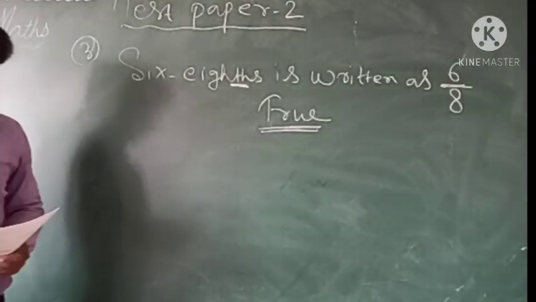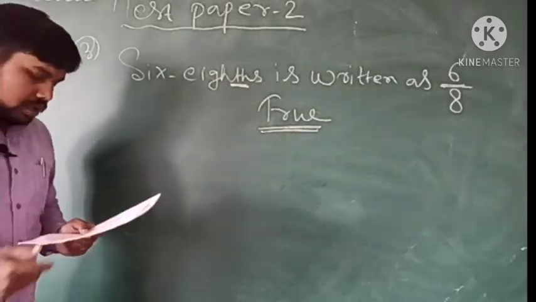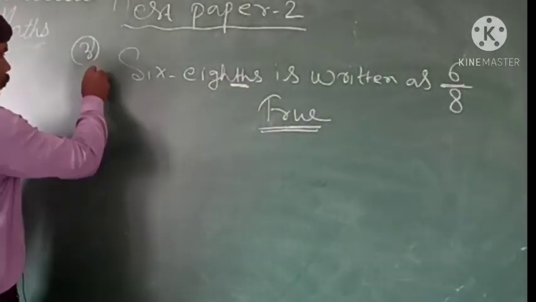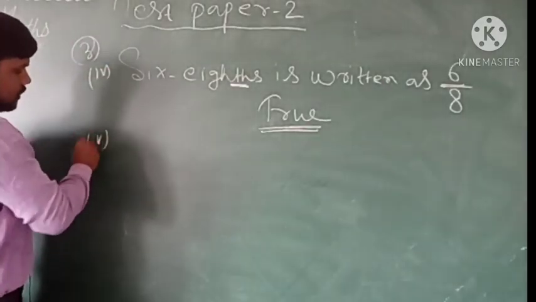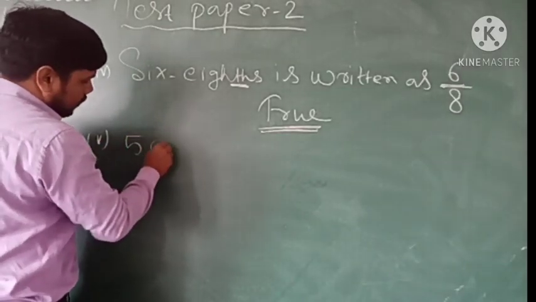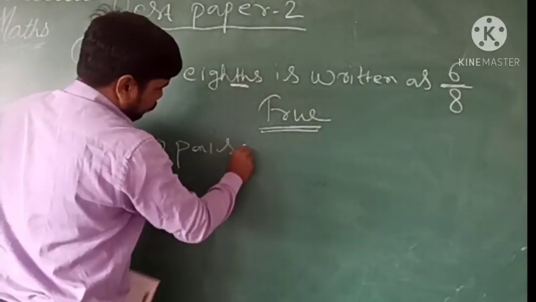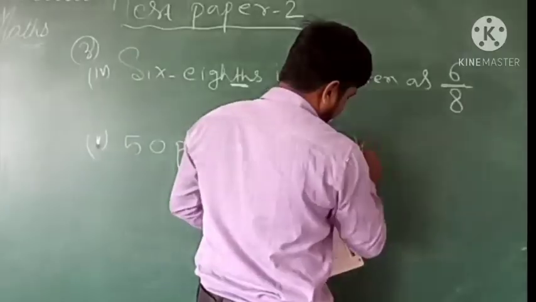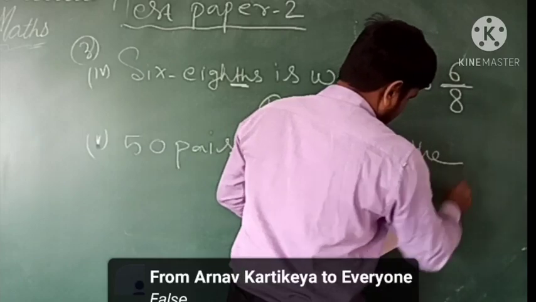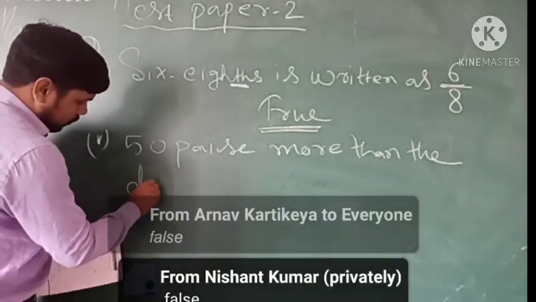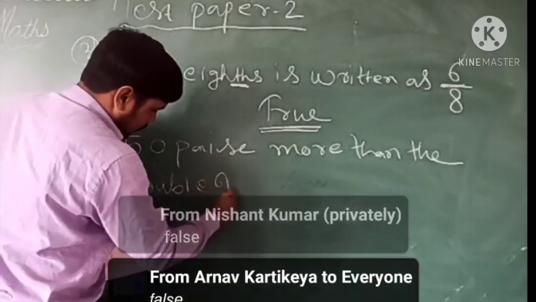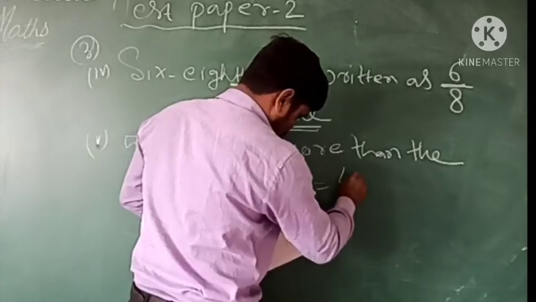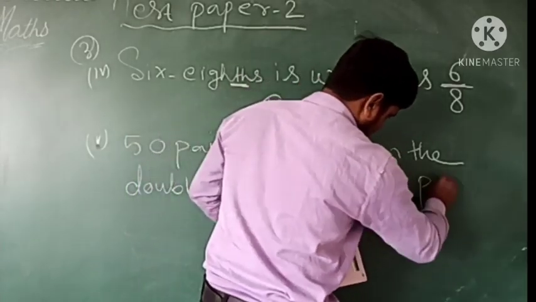Okay. Next what we have is the fifth one of the third question. So the third one was the fourth one, now let's discuss the fifth one. 50 paise more than the double of rupees 20 is equal to 4100 paise.